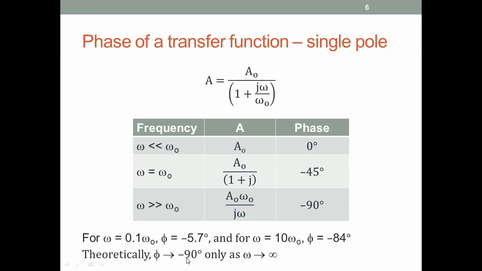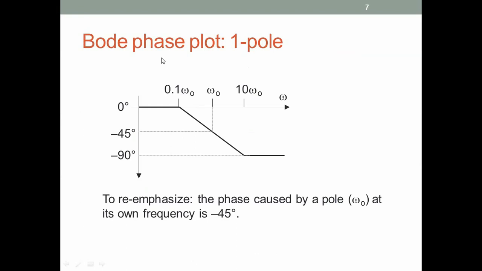Okay, with this let us do a Bode plot. Bode plot, as you remember, is a piecewise linear plot. It's an approximate plot. So as we saw, the phase is all negative. So we plot the phase on the y-axis negative, on the x-axis the frequency. And we saw that at omega equal to omega naught, the phase is minus 45 degrees. For omega much less than omega naught, it is 0. For omega much greater than omega naught, it is minus 90 degrees. So this is our Bode phase plot for a single pole transfer function.